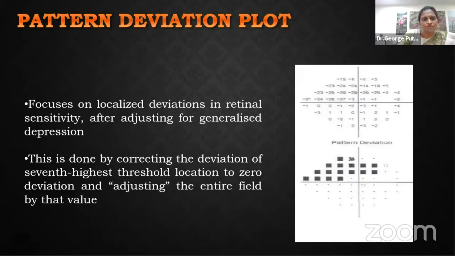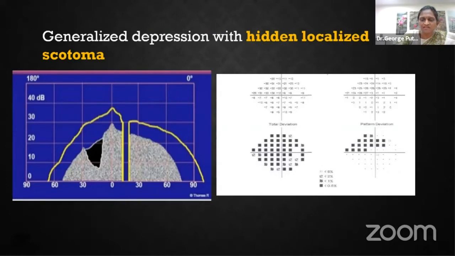The pattern deviation plot mainly focuses on the localized deviation. This is done by correcting the deviation of the 7th highest threshold and adjusting the entire field by that value. So why is it important to have a pattern deviation plot? The total deviation plot has the depression due to both generalized depression and localized scotomas. So in a patient with cataract and glaucoma, the depression due to glaucoma is hard to assess. So in the pattern deviation, by negating the generalized depression, the localized field effect due to glaucoma can be easily assessed.